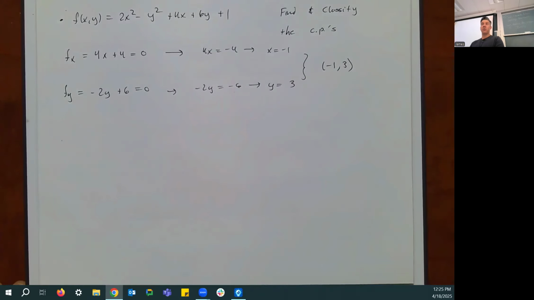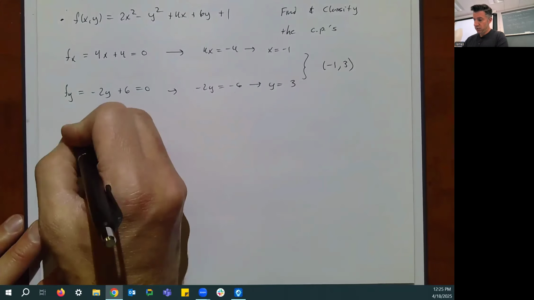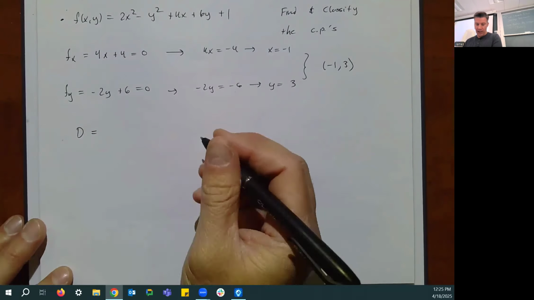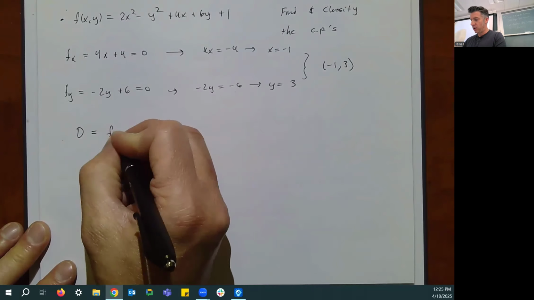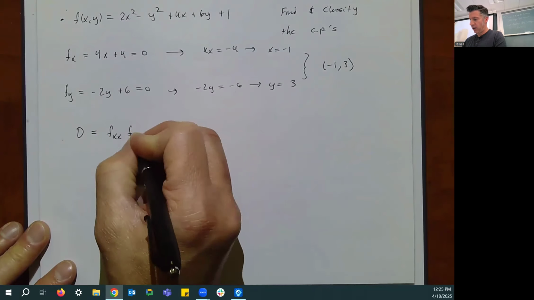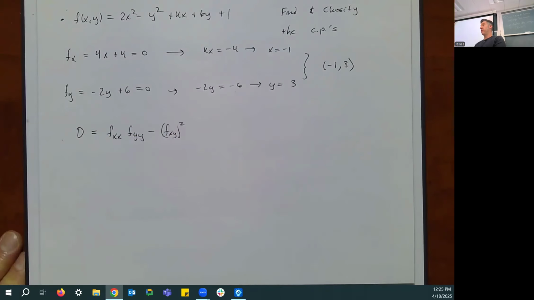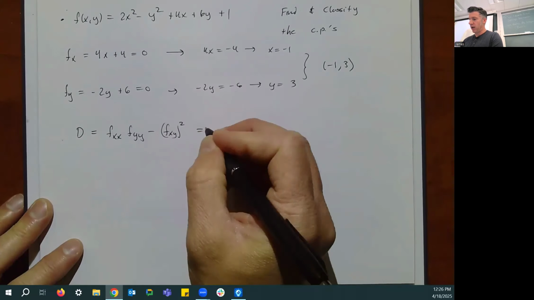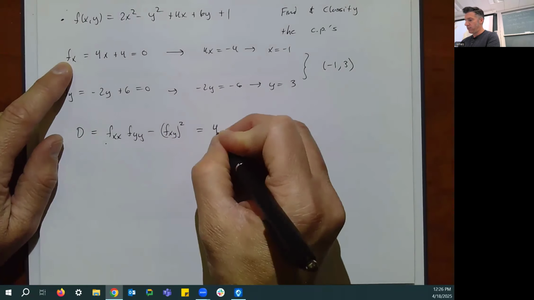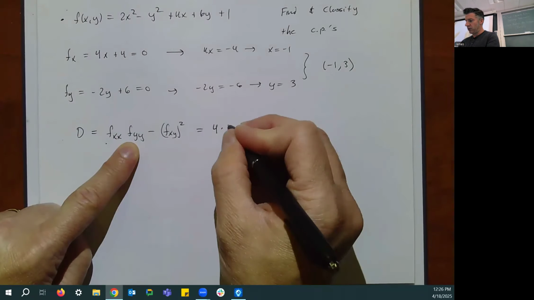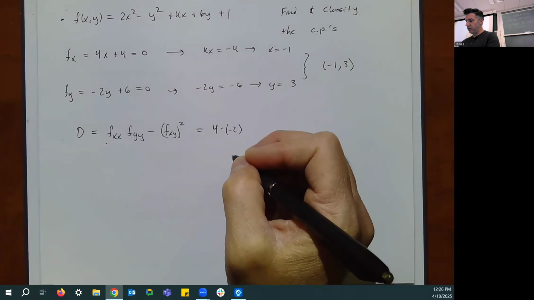To classify this critical point, we're going to, again, find the thing we talked about last time, which is capital D, the determinant of the Hessian matrix. Not that we need to know that. It's just equal to fxx times fyy minus the mixed partial fxy squared, or fyx, because we've talked about how the mixed partial in either order gives the same result, with very, very rare exception that we are not going to encounter in this class. So in this case, fxx is going to be 4, fyy is going to be -2, and fxy is going to be 0.